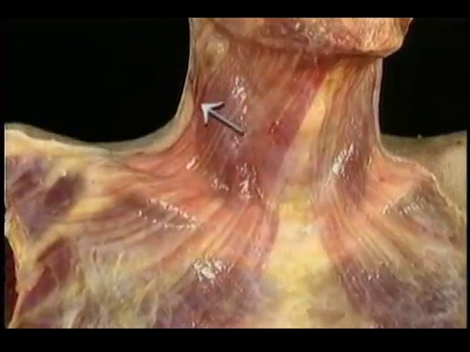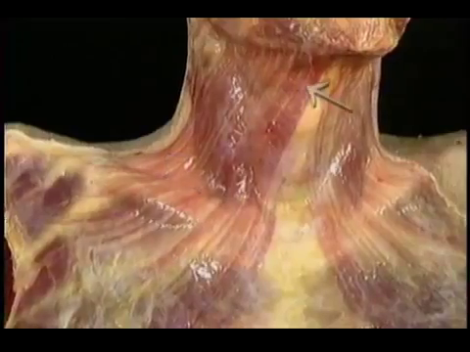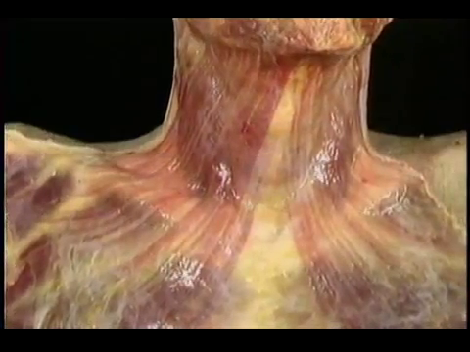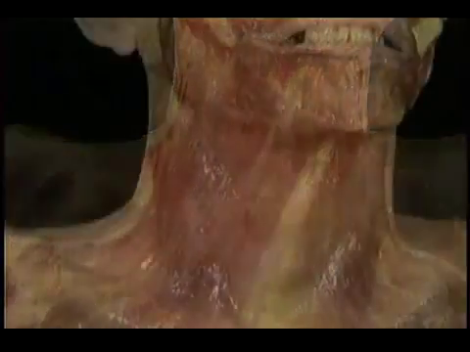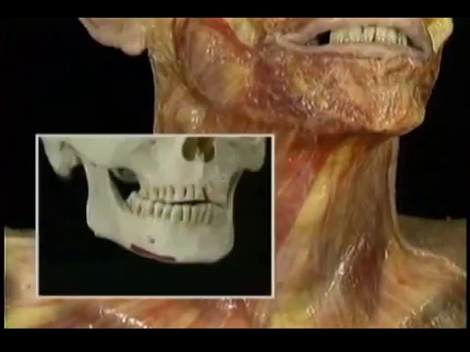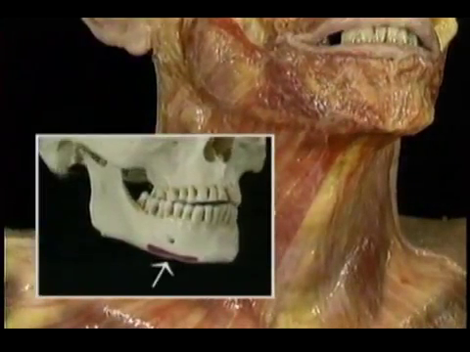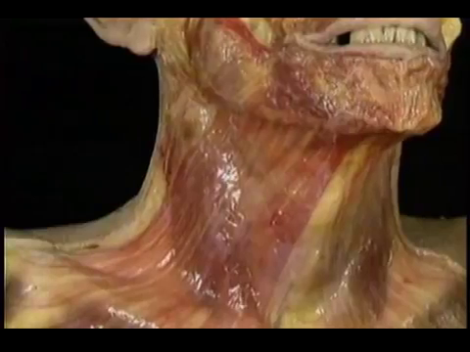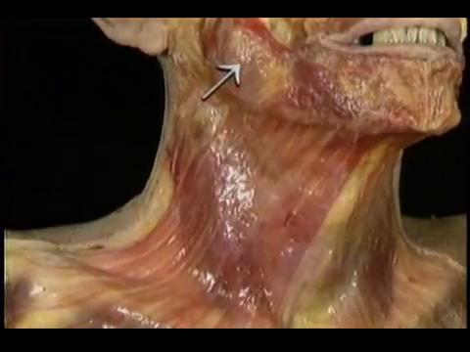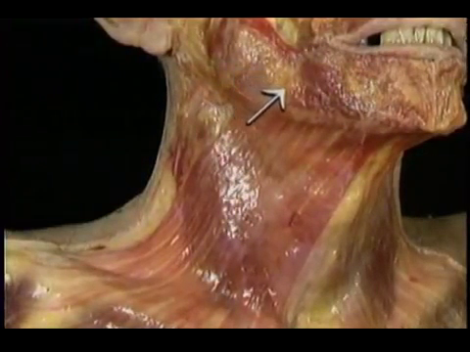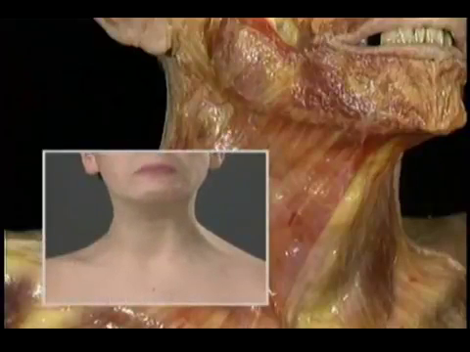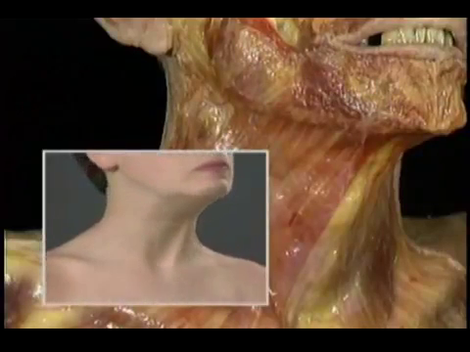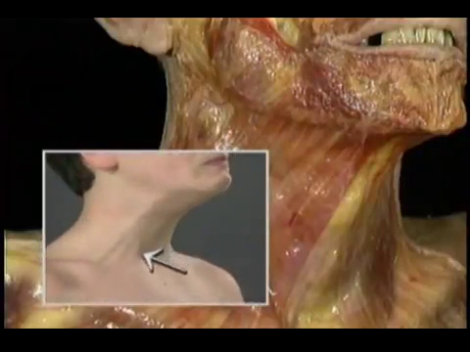Platysma has a free posterior border here, and a free anterior border here, near the midline. Most of the fibers of platysma insert here along the border of the mandible, but its more posterior fibers cross the mandible and insert into the orbicularis oris complex. The platysma pulls the corner of the mouth downwards and backwards, producing these ridges beneath the skin.